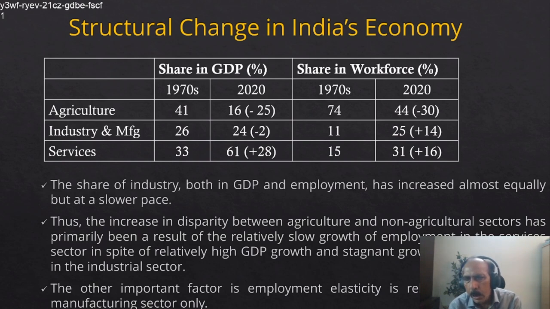But corresponding to this, if you look at the share of these sectors in the workforce, agriculture, of course, the share of workforce has declined by 30 percentage points from 74 to 44. In the case of industry and manufacturing, despite the fact that the share in GDP has remained almost stagnant, the share of industry and manufacturing in the workforce has increased by 14 percentage points, indicating very clearly that this sector has a high employment elasticity. It means that if the sector expands, more employment opportunities will be generated in the economy.